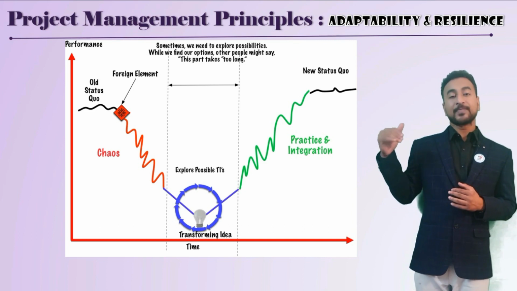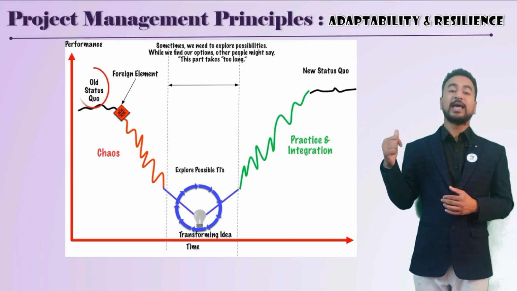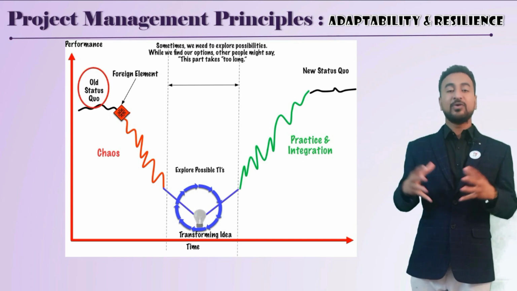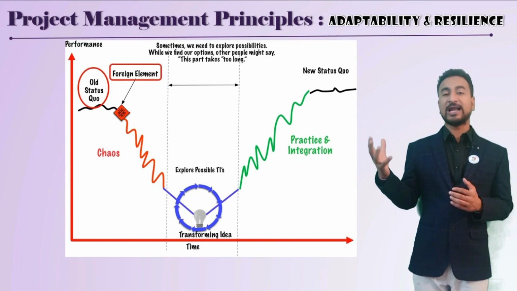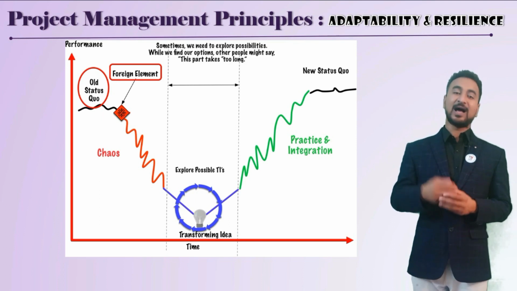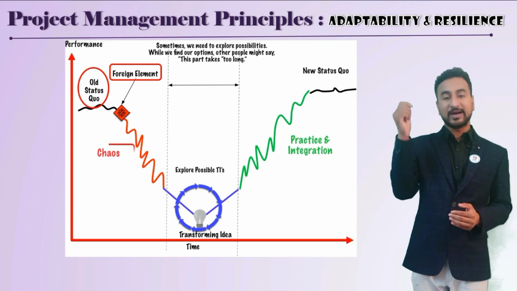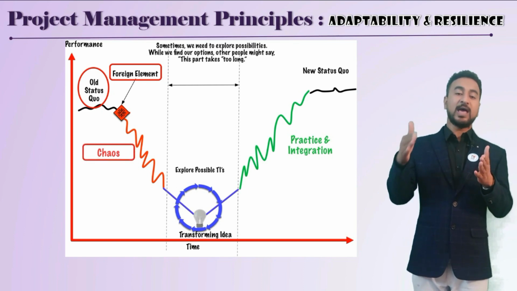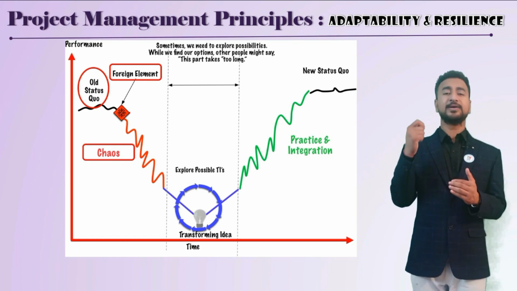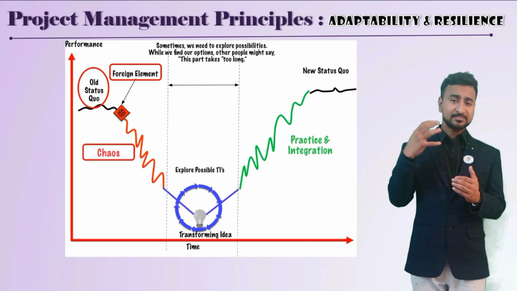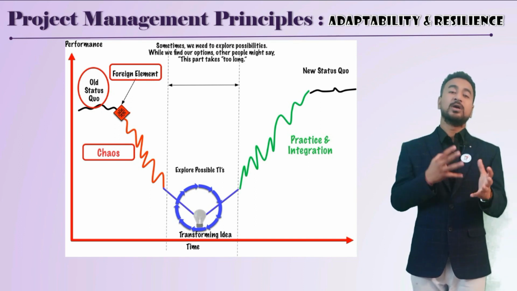So now suppose there is an old status quo, as you see over here, in which you are doing your regular things. There is some foreign element that impacts it. That foreign element may be anything, like the COVID pandemic. It impacts you, and your performance deteriorates from your regular or optimum level. And this performance deterioration is the point where you get some idea to transform, like the work from home solution or hybrid solution.